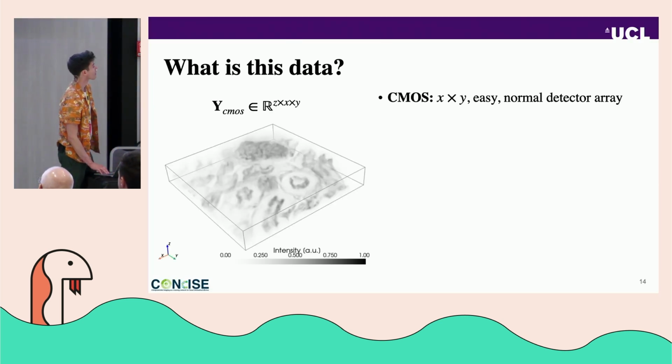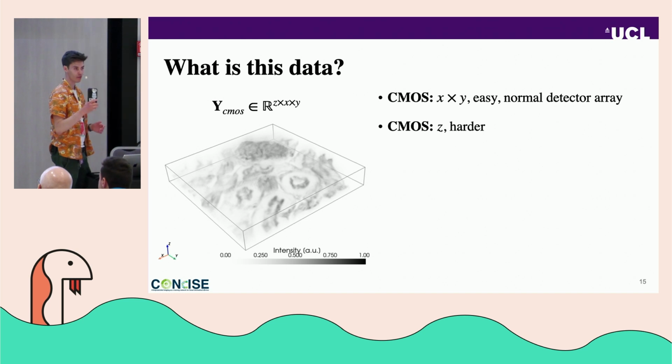So how do we acquire this? I'm just going to go quickly through this. It's going to be a bit boring. X and Y, it's really simple. You take a normal camera from your phone and you have an array of detectors, and you have X and Y dimensions. But Z is a bit harder. How do you acquire depth with a microscope and a camera like this?